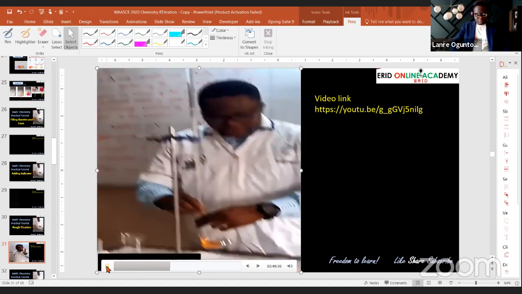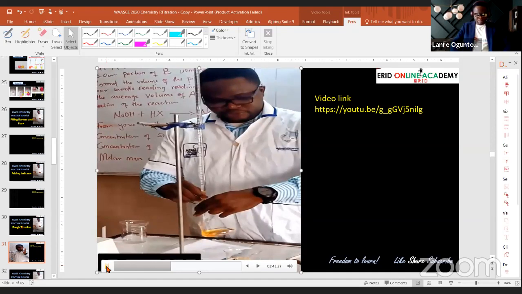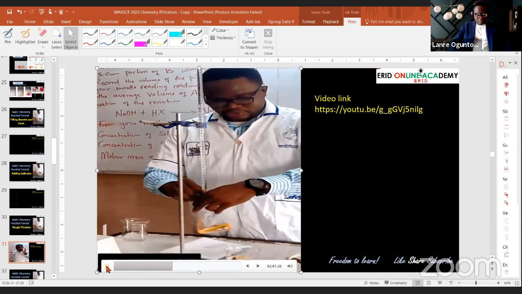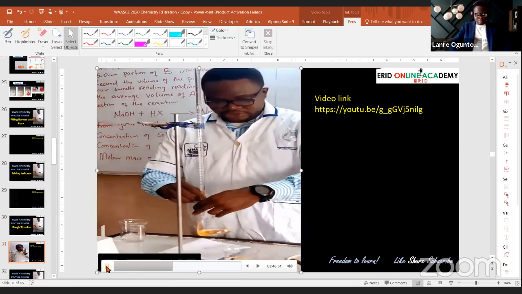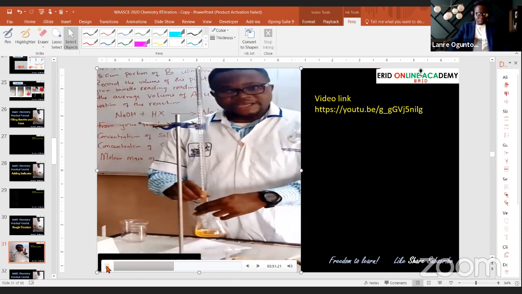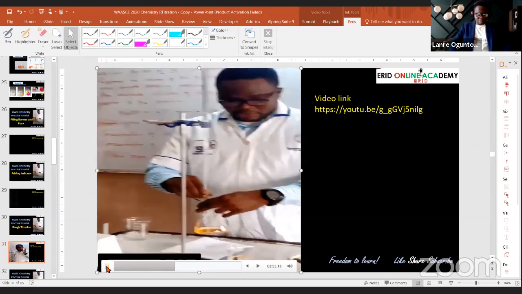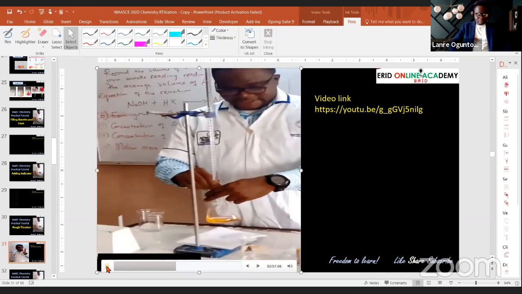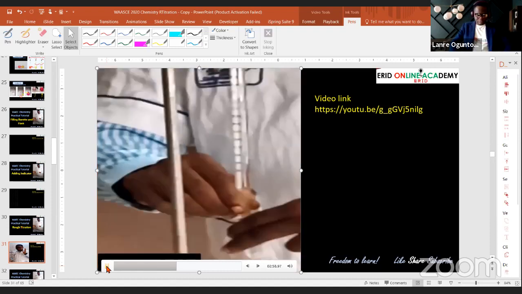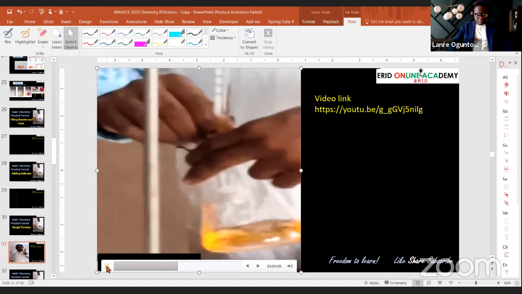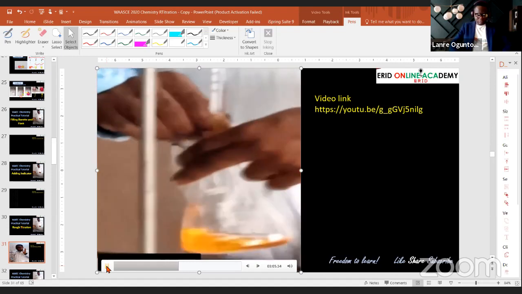I'm using my hand to do a swirl of the solution. That is just to affect the rate of reaction, and I'm using my other hand to open my tap so that the acid can keep pouring. Okay, so let's go and do that. So I'm pouring my acid now into the base, and I'm swirling, just like the form of stirring.